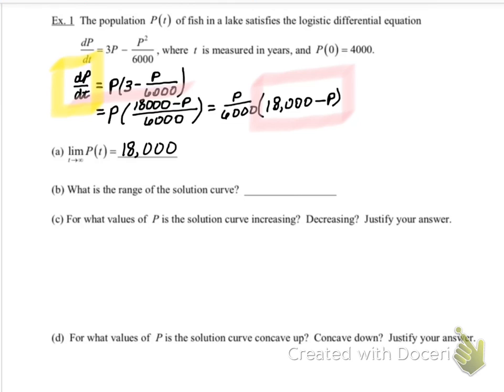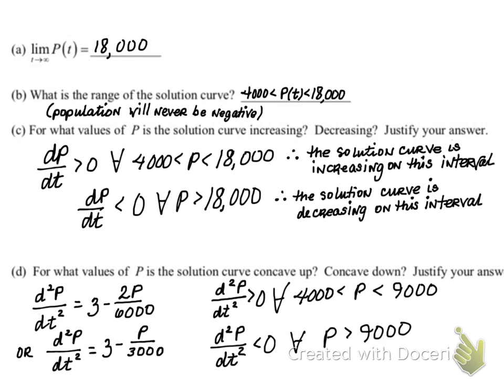If you look, once you get to 18,000, the rate of change in the population is going to go negative. So that makes the limit of the population 18,000. If you remember at the beginning of this recording, it stated that the population started at 4,000, and we've just shown that it will never go over 18,000. You need to remember that the population will never go negative. There will never be negative people.